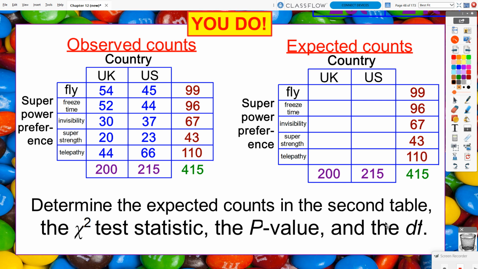In this scenario, I didn't say you had to do this by hand, so if you want to use the calculator and practice using a matrix, you could certainly do that for this particular problem. And we'll talk about this the next day in class. Good luck.